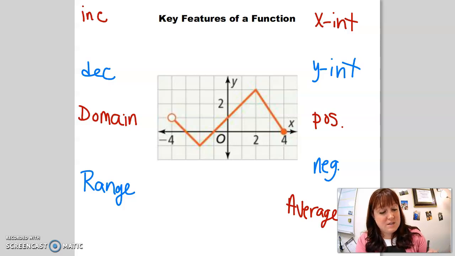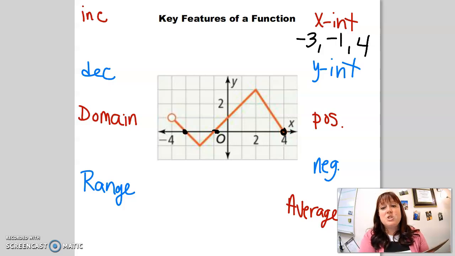Well, this function crosses the x-axis right here, and right here. So what are the numbers where it crosses the x-axis? The x value where it crosses the x-axis is -3, -1, and at 4.